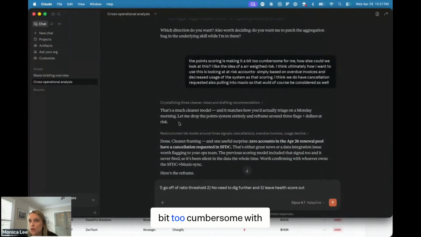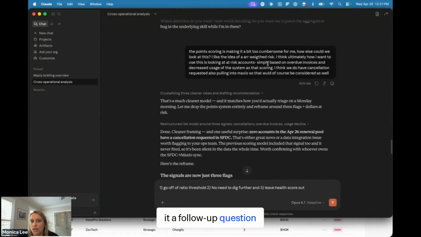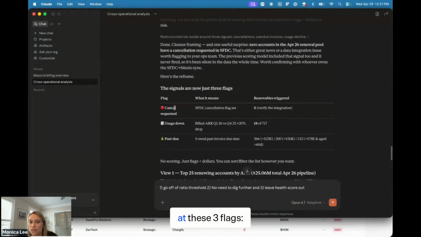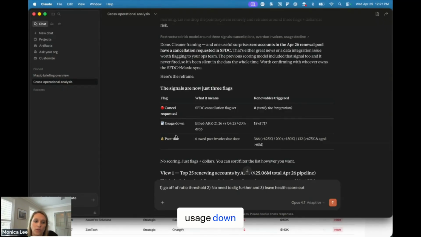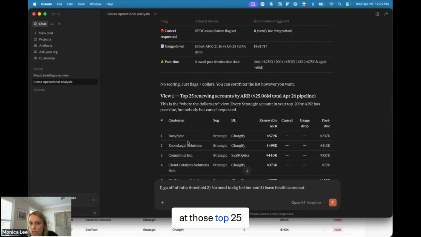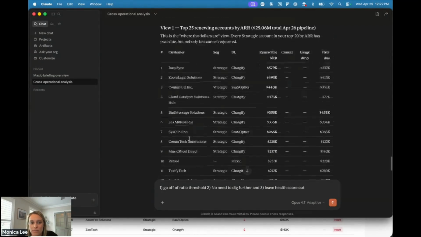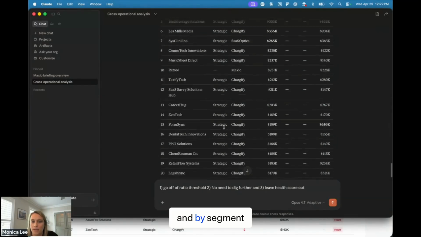I think it's a bit too cumbersome with the point system and it's not telling me quite directly what I'm looking for. So I just asked it a follow-up question about just focusing on overdue invoices and decreased usage in the system. So now it's looking at these 3 flags. Cancel requested, that's pulling back from Salesforce. Usage down, and past due invoices. And now it's looking at those top 25 accounts by revenue, by product line, and by segment.